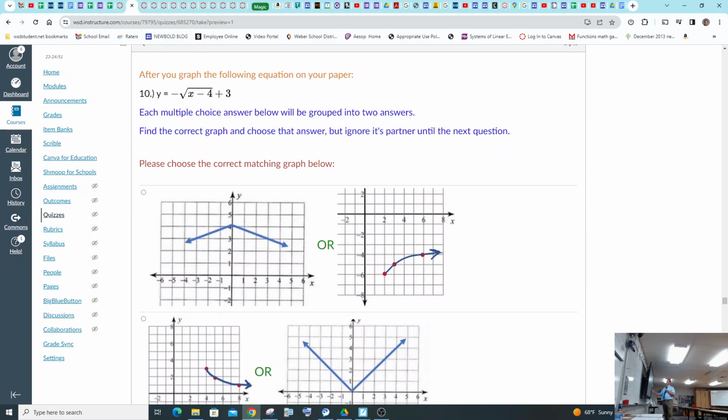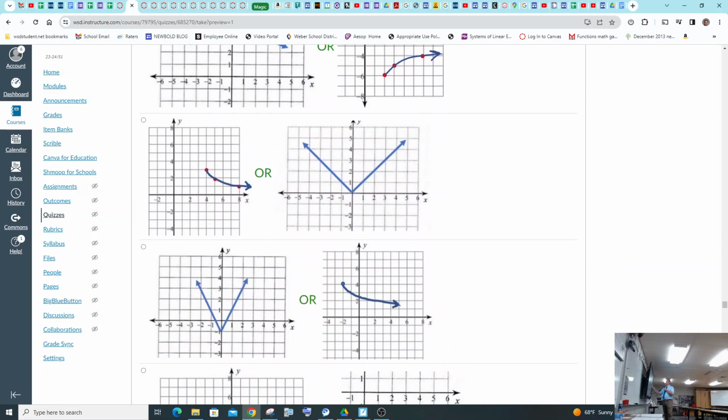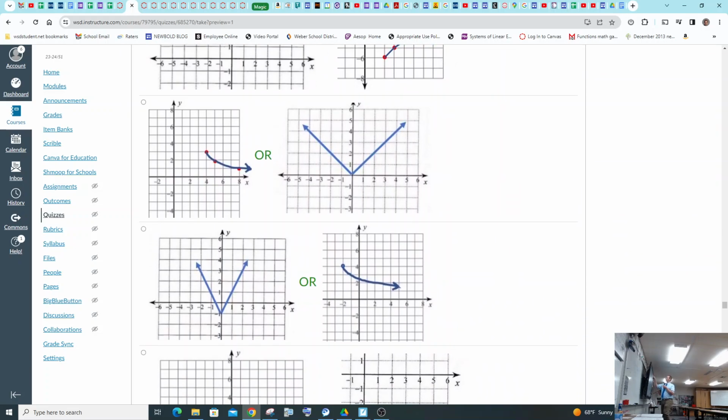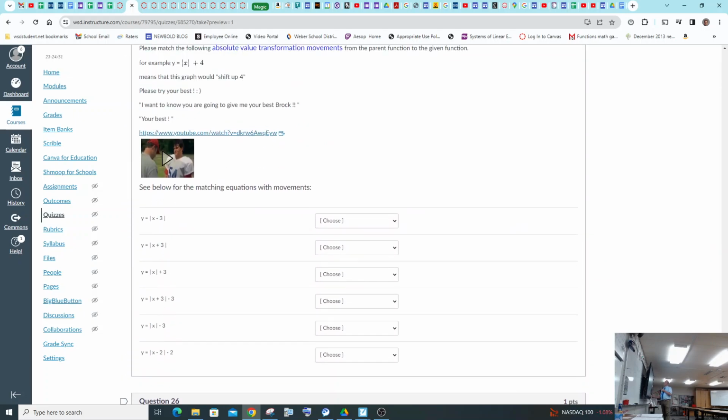What was the graph for 10? We just did the domain and range. Well, it was upside down and going to the right, and there it is right there. It's the first one on the left. Ignore the one on the right, that's just in case. That was the parent function, that was number 1 actually. Okay, beautiful.